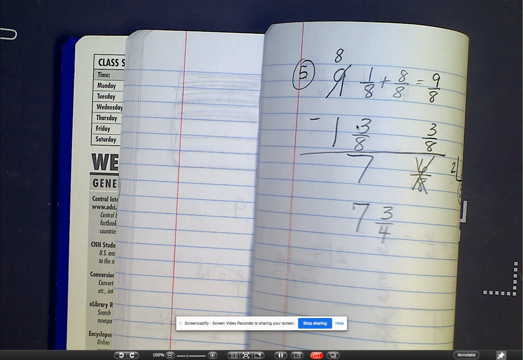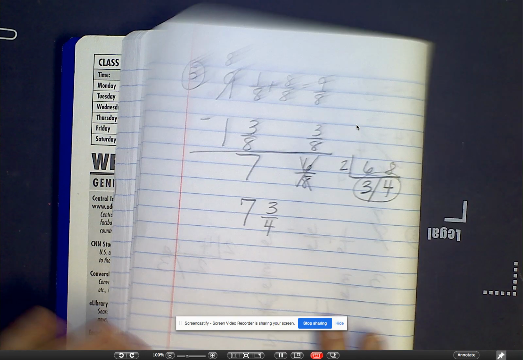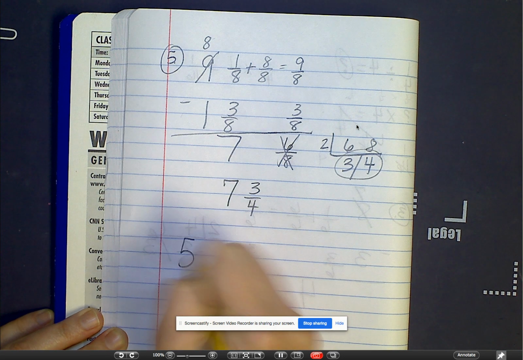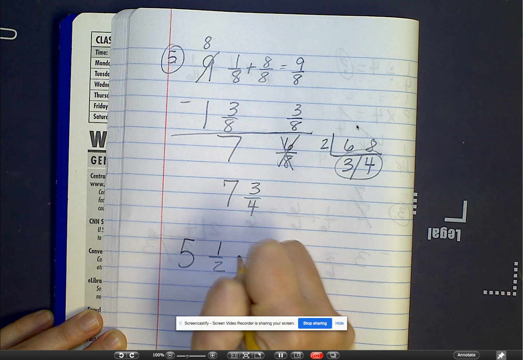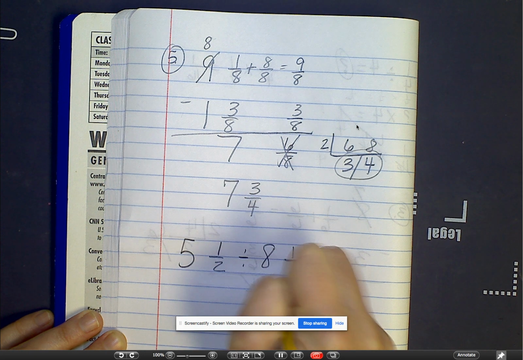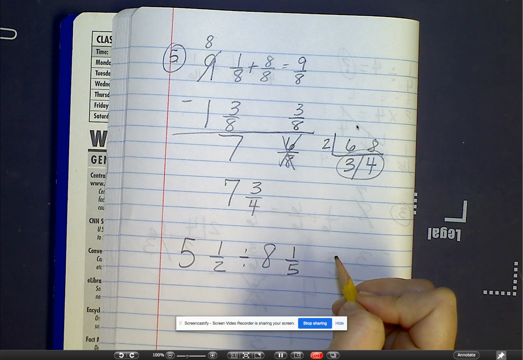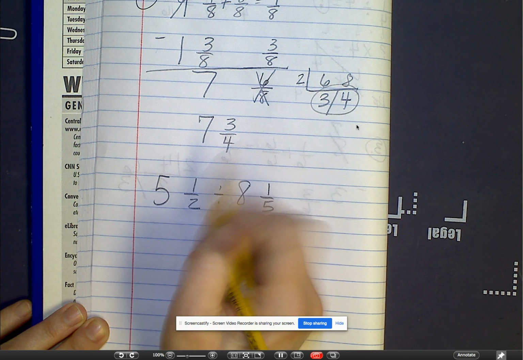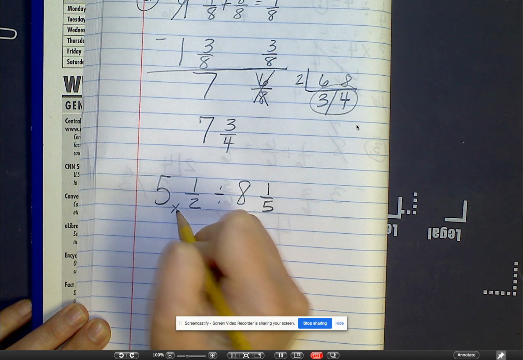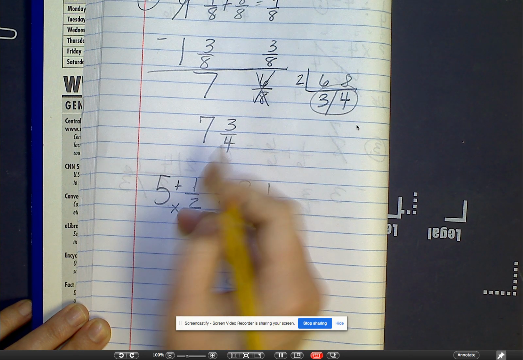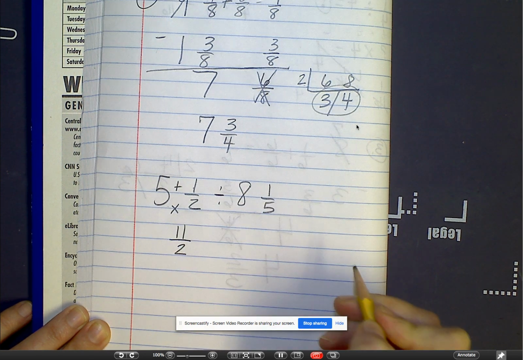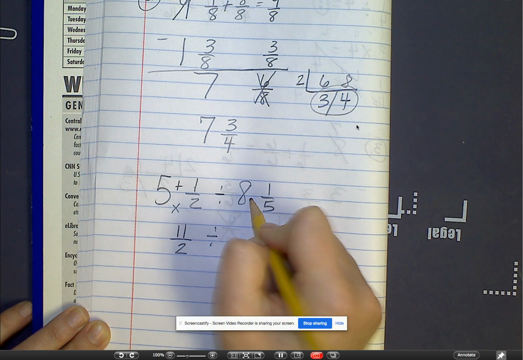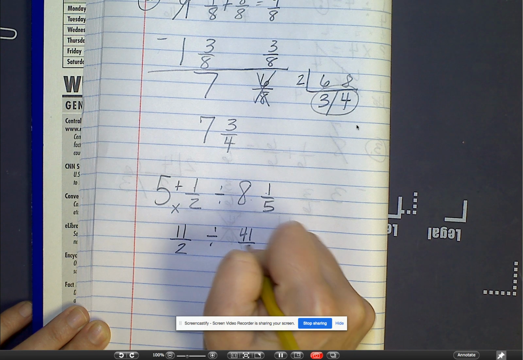Okay, now off to number 7. And number 7 says answer as a mixed number if possible. So I have 5 1/2 divided by 8 1/5. Okay, first thing I need to do is turn this into an improper fraction. So the way to do that is I'm going to do 2 times 5 is 10 plus 1 is 11. So this becomes 11 over 2. And then divided by 5 times 8 is 40 plus 1 is 41 over 5.